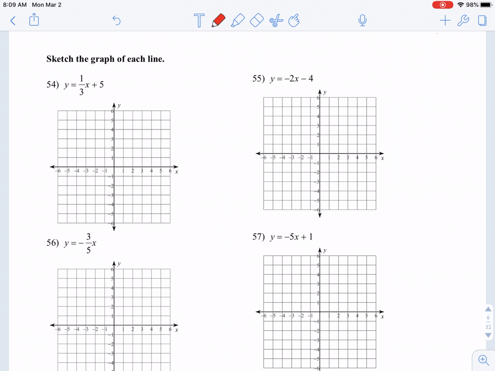Today we're going to take a look at how to graph a line from an equation and what the solution is from a graph for a system of equations. We should be working on problems 54 through 63 on your worksheet.